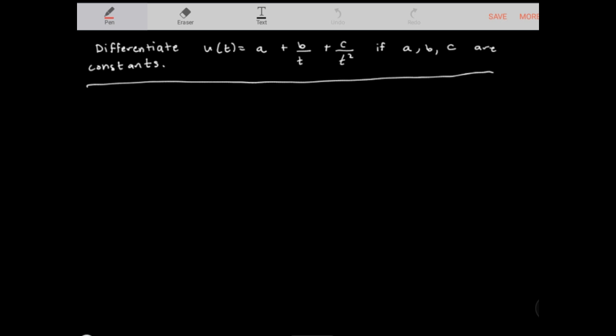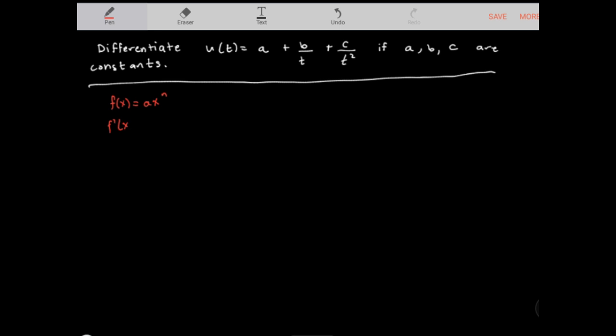Alright, let's differentiate h of t is equal to a plus b over t plus c over t squared, if a, b, c are constants. So the way we're going to differentiate this, we're going to differentiate this using the power rule. So once again, the power rule: if f of x is equal to a x to the power n, f prime of x is equal to a n x to the n minus 1.